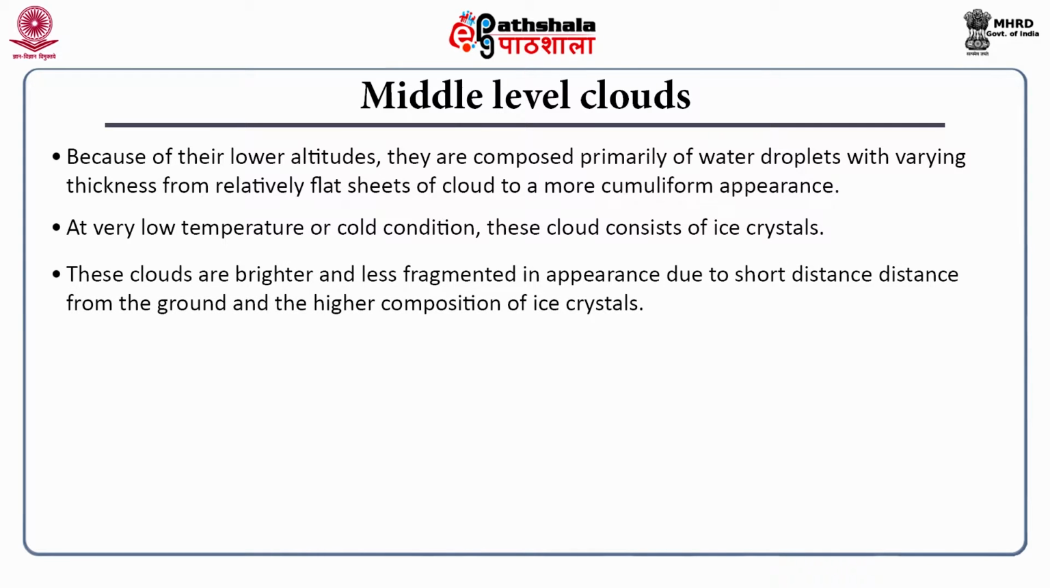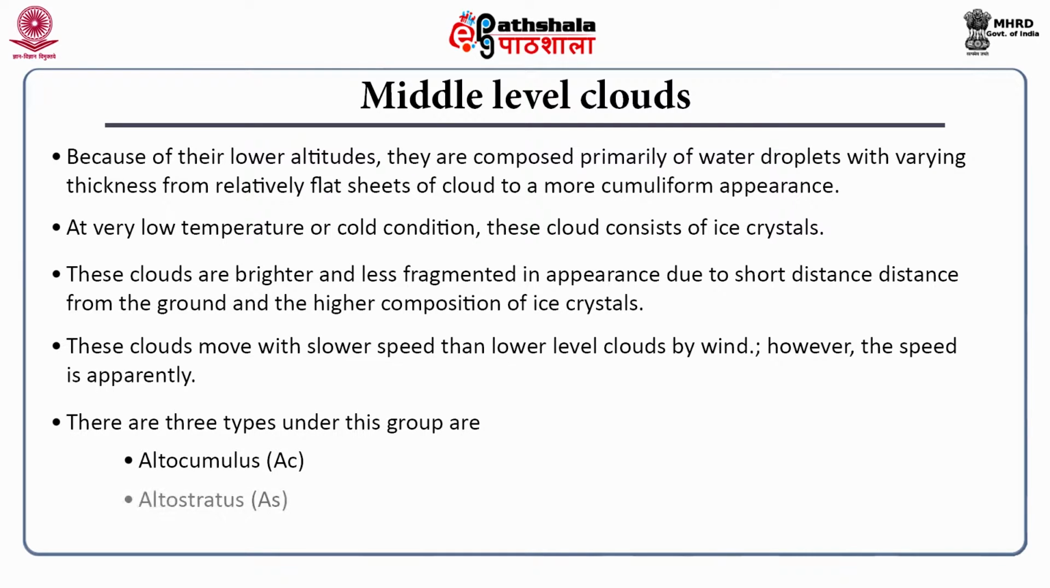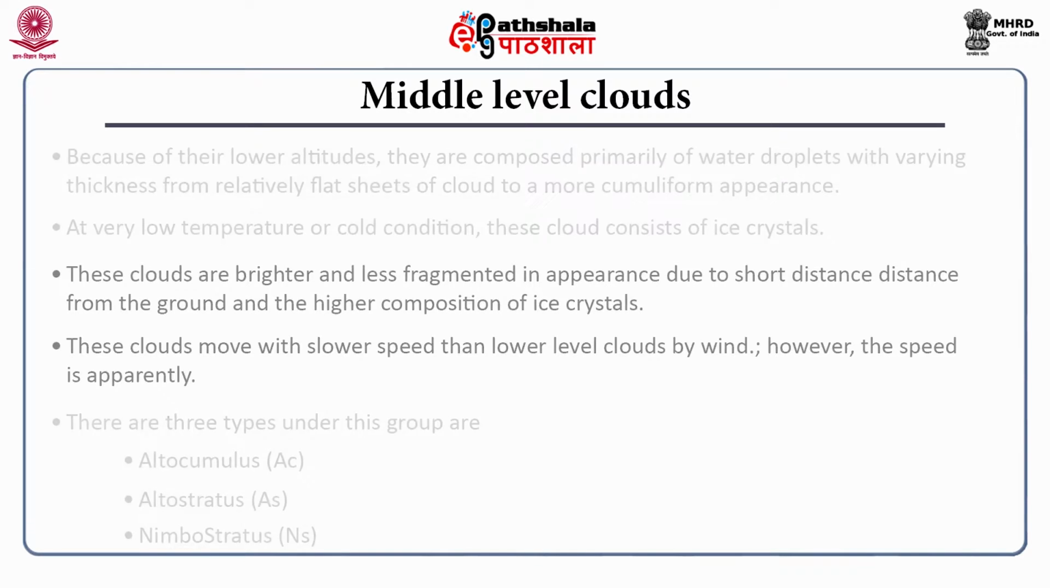These clouds are brighter and less fragmented in appearance due to the short distance from the ground and higher composition of ice crystals. These clouds move at slower speed than lower level clouds by the wind. However, the speed is apparent. There are three types of clouds in this group: altocumulus, AC; altostratus, AS; and nimbostratus, that is NS.